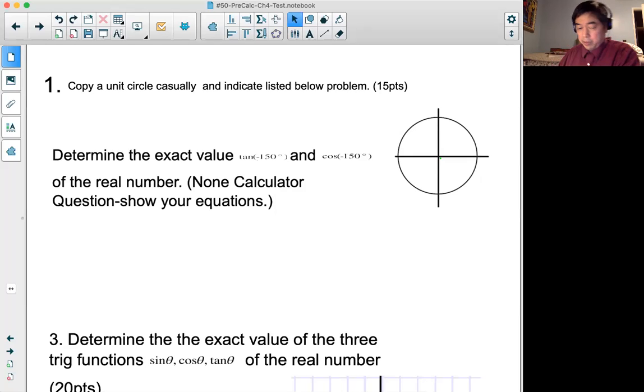So let's see if I open this. It's a sample question. I will ask in this format, and you have to sketch and get back to me during the quiz. The first question is: determine the exact value. Exact value is not the estimate value, so you don't need a calculator. Tangent negative 150 degrees and cosine negative 150 degrees.